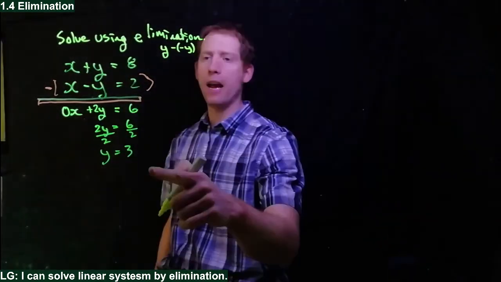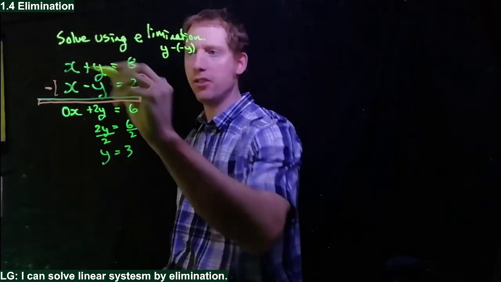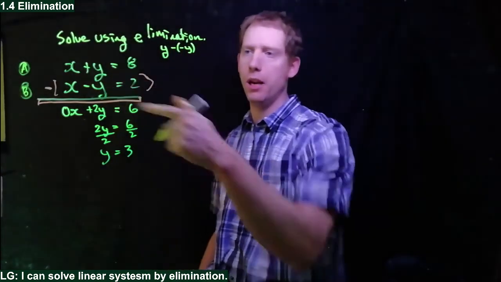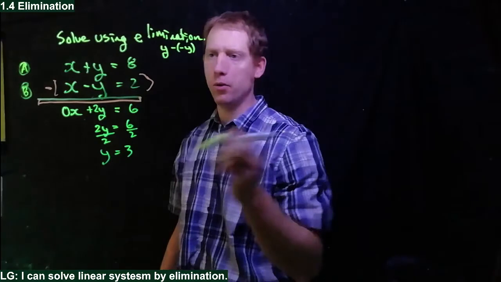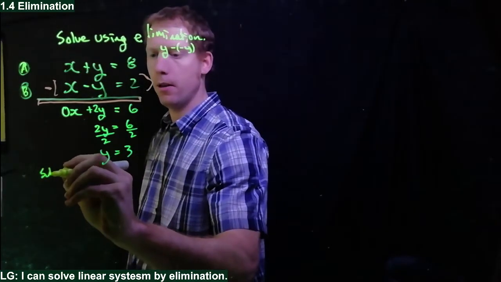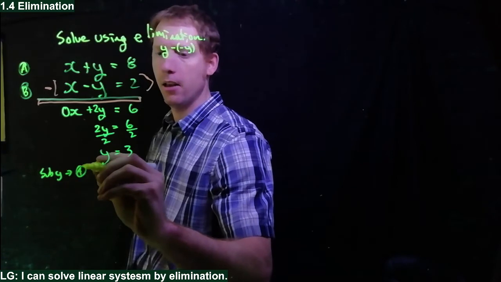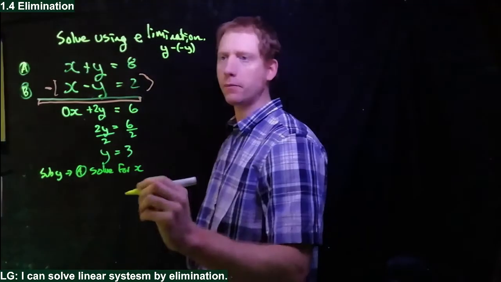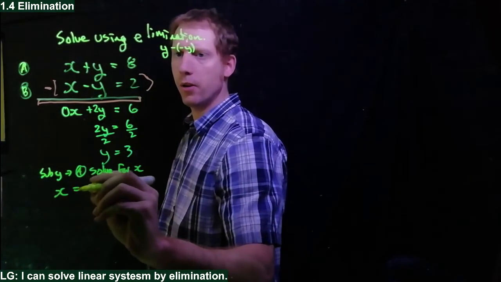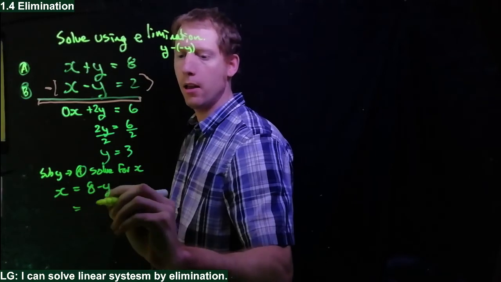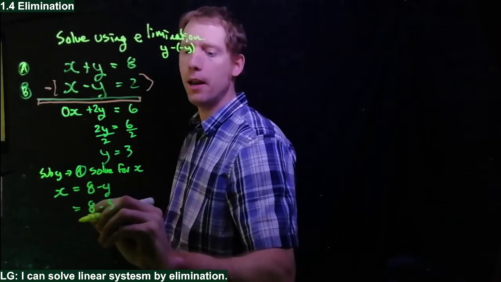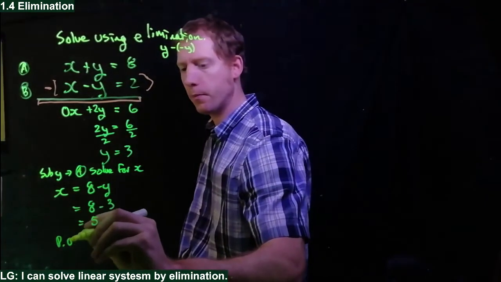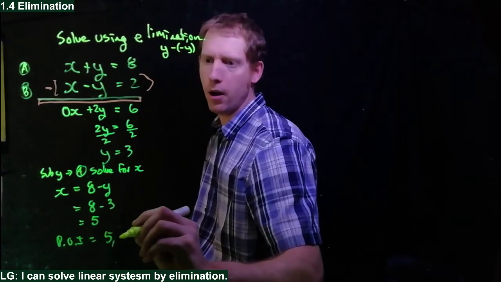And then after I find my answer, we can have A and B. We have to find the second one, and we can find the second one by substituting it in. So if I want to find out x, we can sub y into equation A, solve for x. So let's do that. So x is going to be equal to 8 minus y. 8 minus 3, get 5. So therefore the point of intercept is equal to 5, 3.